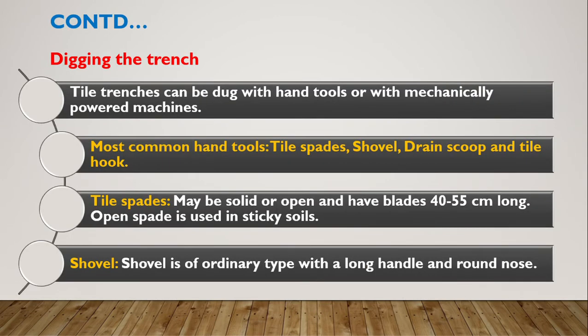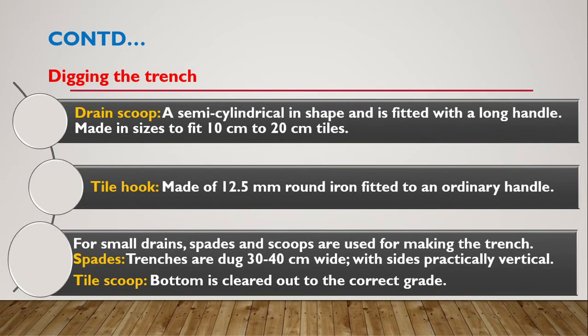Digging the trench. Digging is done mainly using hand tools, most commonly the tile spade, shovel, drain scoop, tile hook, etc. are used for this purpose. Tile spades are just like our normal spades, but 40 to 55 centimeters long. I'll show you the picture. Shovel, you all know. Shovel is for removing the soil. So that kind of shovels are used for removing the soil.